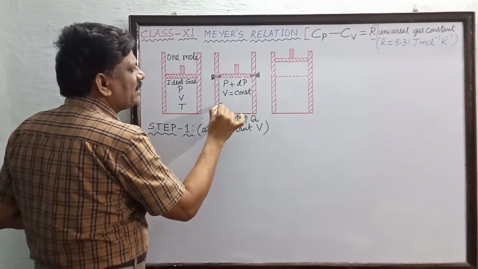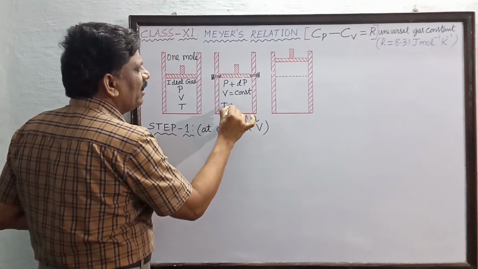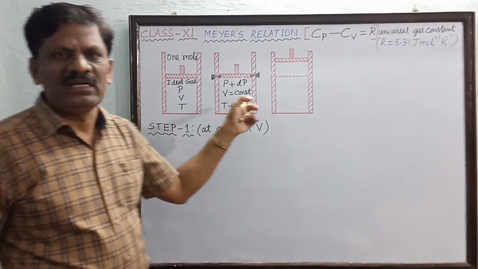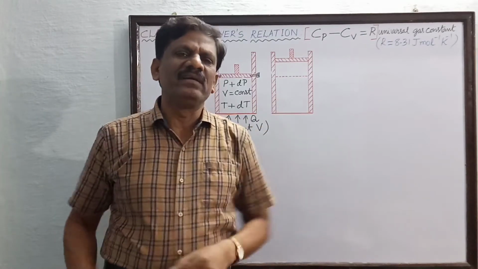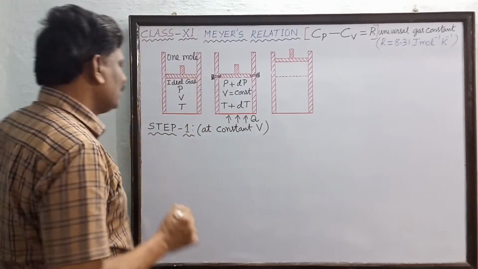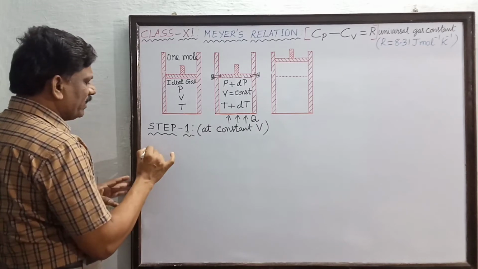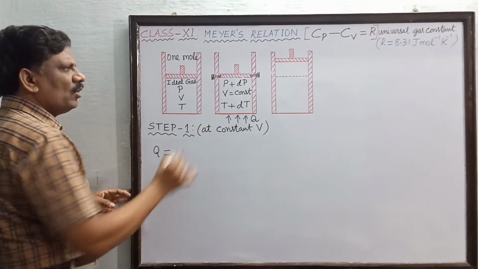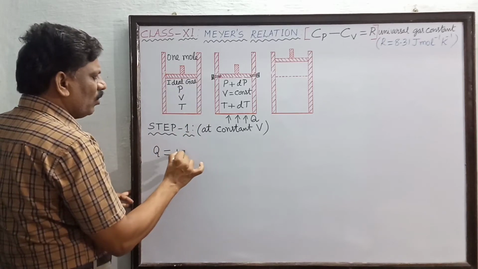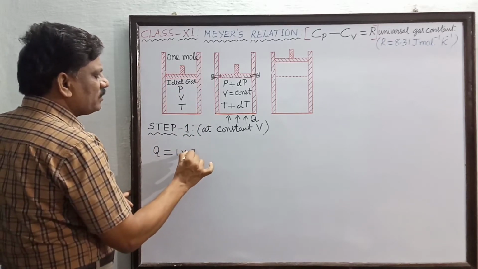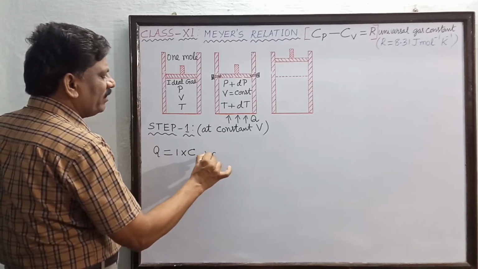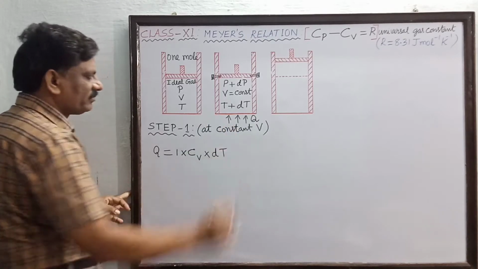And the temperature increases from T to T plus dT. So for this, how much quantity of heat is supplied? This quantity of heat supplied Q must be equal to 1 mole into the specific heat capacity at constant volume multiplied by dT.